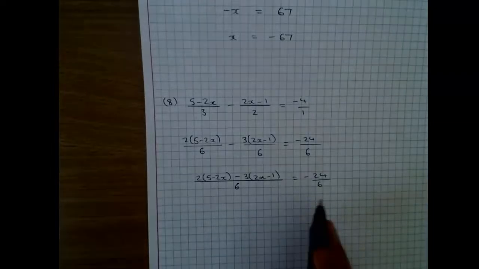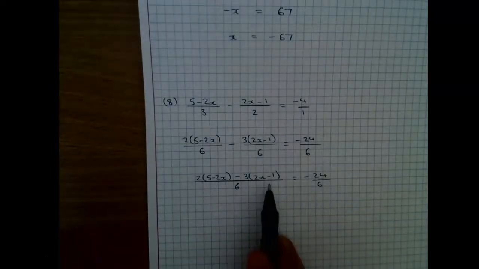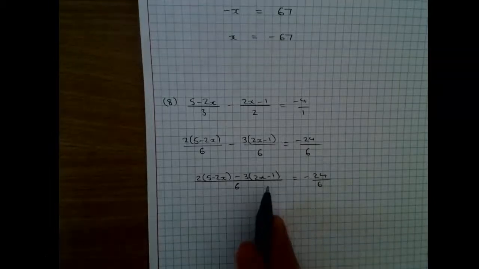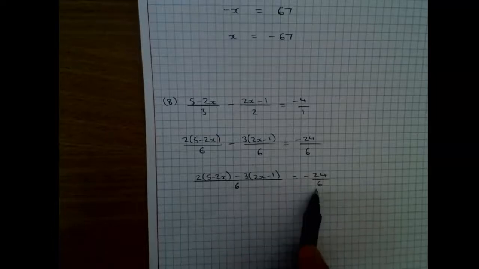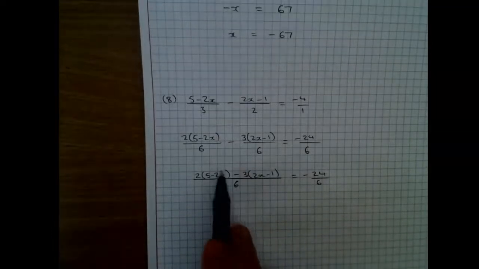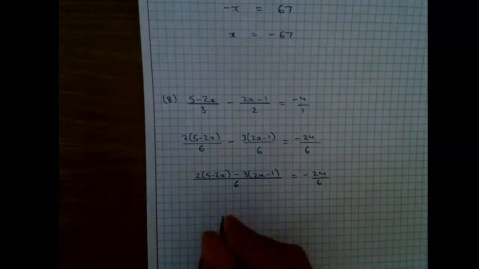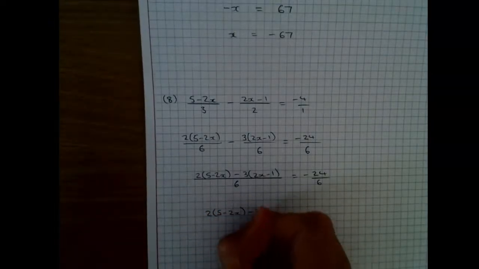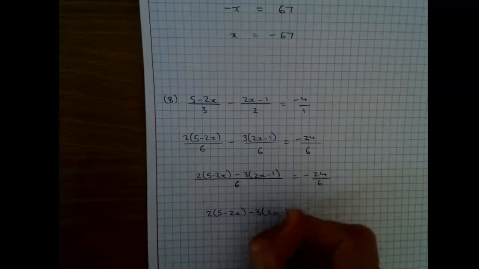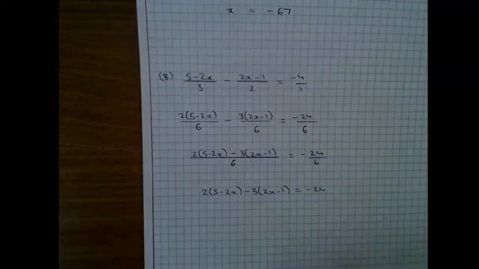Now, since I have the same denominator, I can actually equate the numerators. So basically I can say, because of this equality sign, since I know that the denominator of each is 6, whatever's on the top of this must be equal to the top of this. So I could just simply say that 2 by 5 minus 2x minus 3 by 2x minus 1 is equal to minus 24. And now we have an equation which we're familiar with solving.